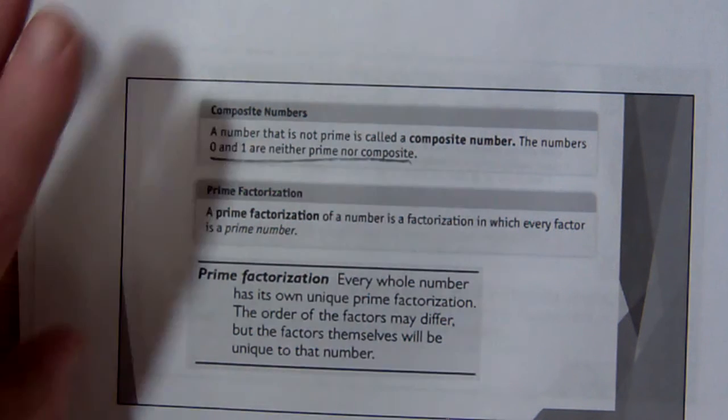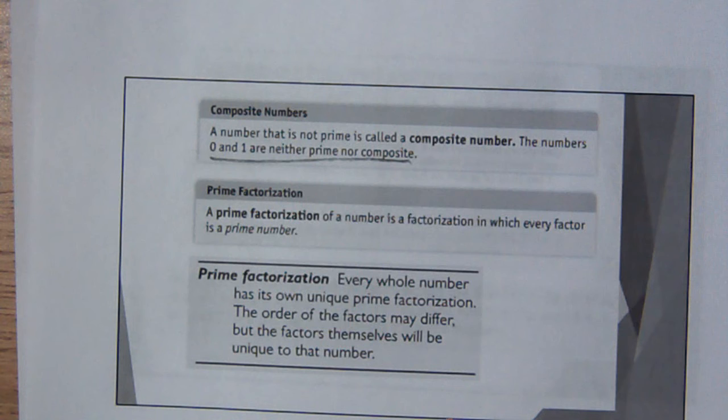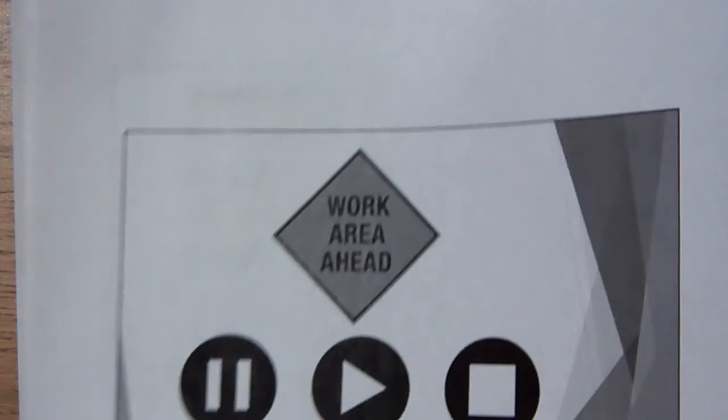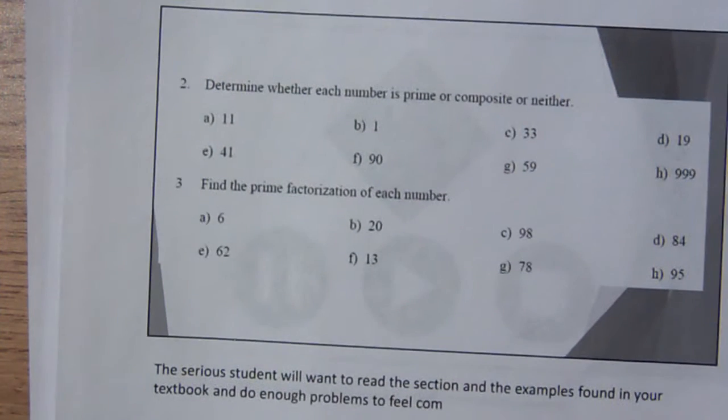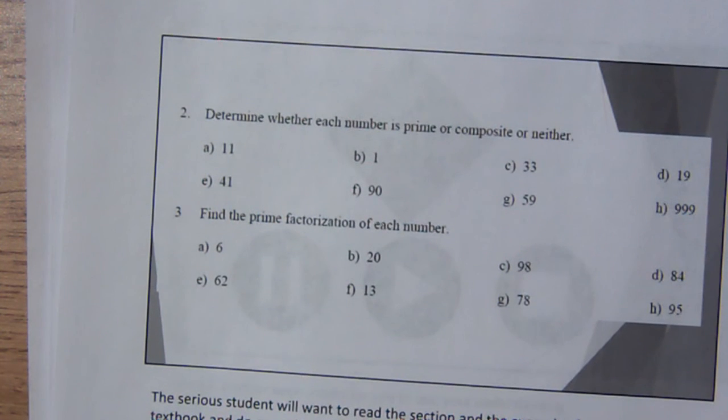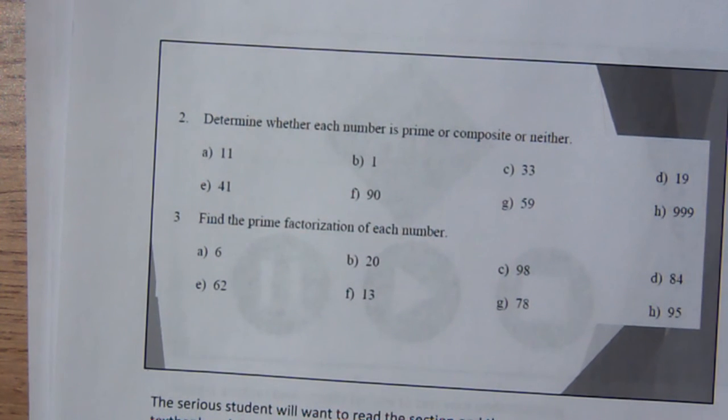Now, a prime factorization of a number is a factorization in which every factor is a prime number. And it is an important theorem in math that every whole number has its own unique prime factorization. The order of the factors may differ, but the factors themselves will be unique to that number. So we're coming upon another opportunity for you to test your understanding. What you want to do is pause and do these examples. Okay, and when we return, we'll work on them.